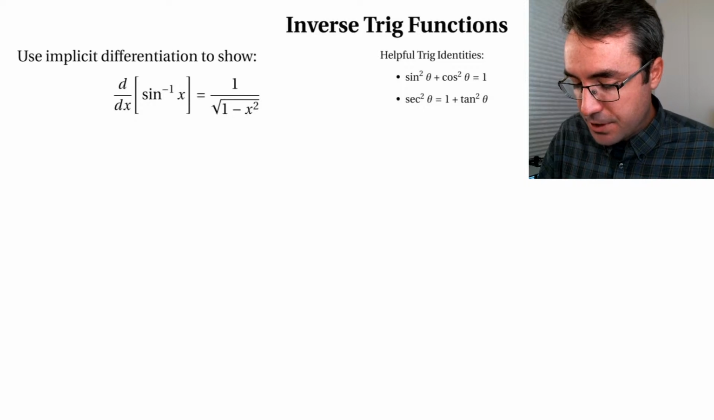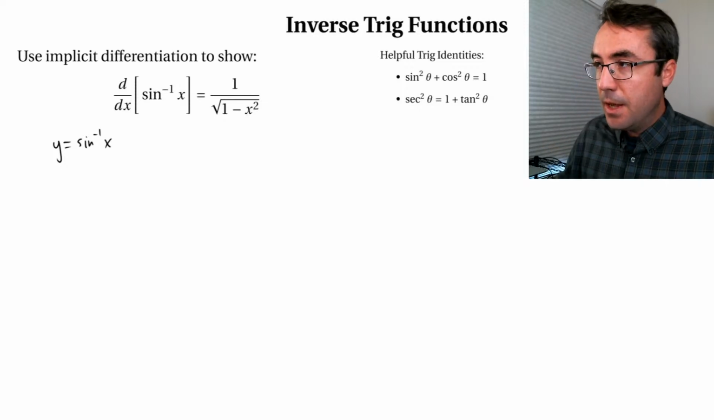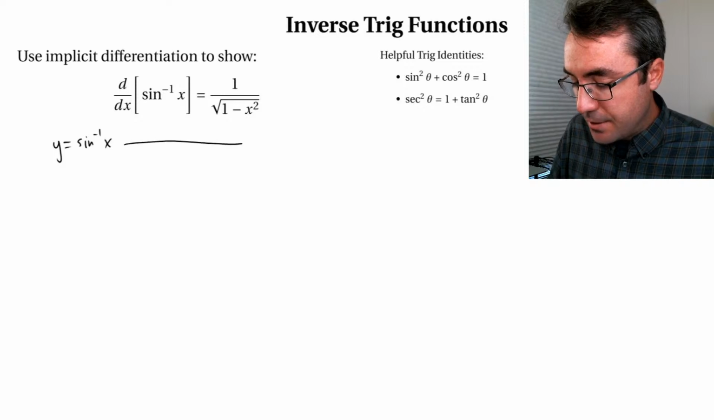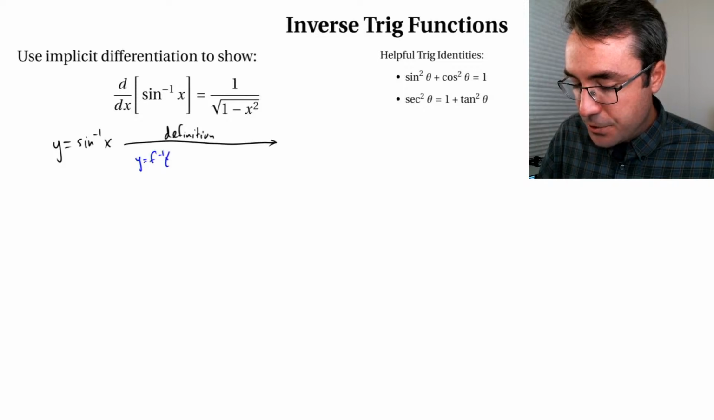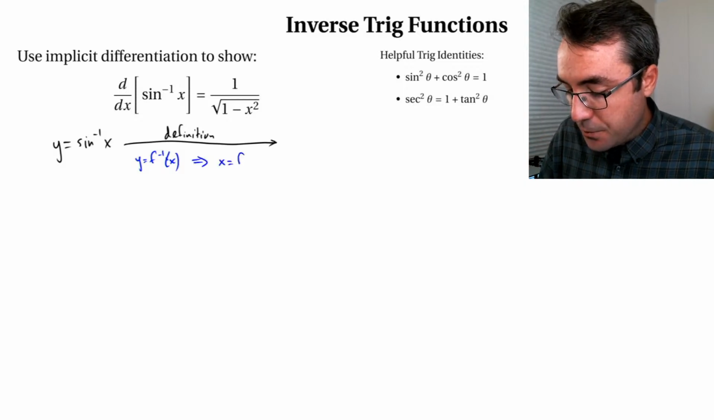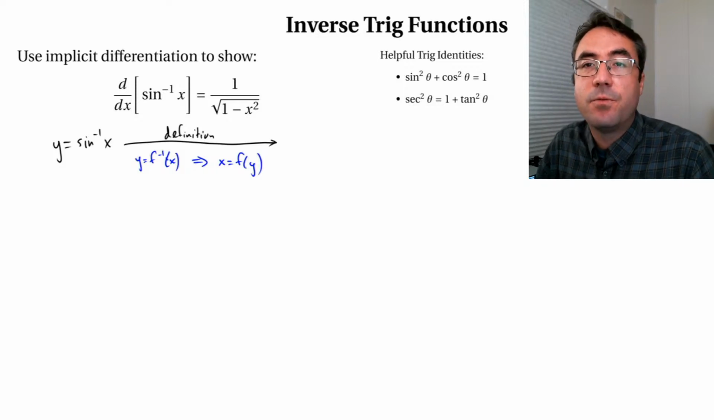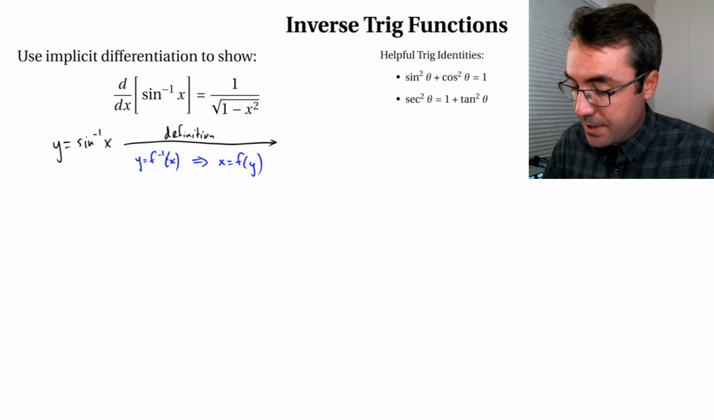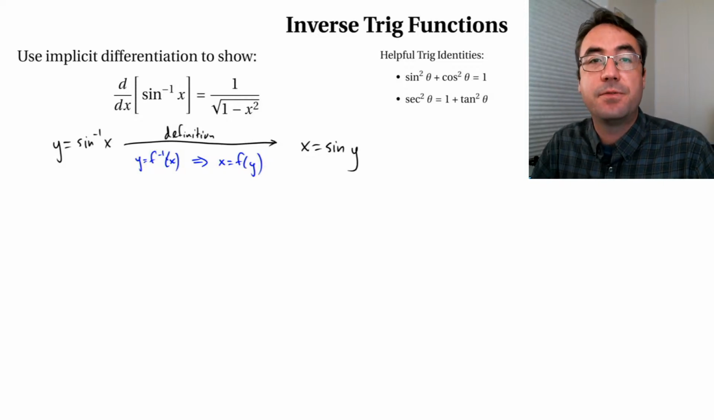The first thing we're going to do is start with our function and call it y, just to give it a name. So we'll call this y equals inverse sine of x. And we're going to use our definition of inverse function, which said that if y is equal to the inverse function evaluated at x, then x is equal to the original function f evaluated at y. So if y is equal to inverse sine of x, then x is equal to sine of y. That's just the definition of the inverse function.